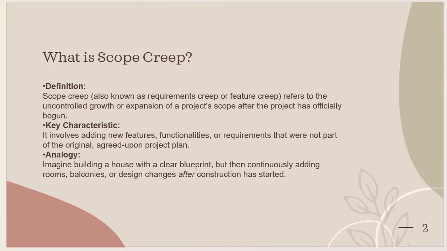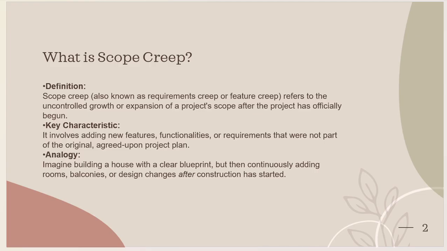So what is scope creep? The definition of scope creep, also known as requirements creep and feature creep, refers to the uncontrollable growth or expansion of project scope after the project has officially begun. The business wants to add out-of-scope functionality or enhancements. In such a situation, the project will require more time, more budget, or more resources, but we are not able to deliver that within the available resources or budget, and it's not feasible. So in such a situation, scope creep will happen.